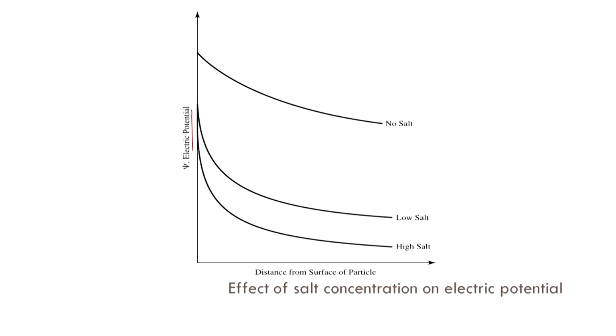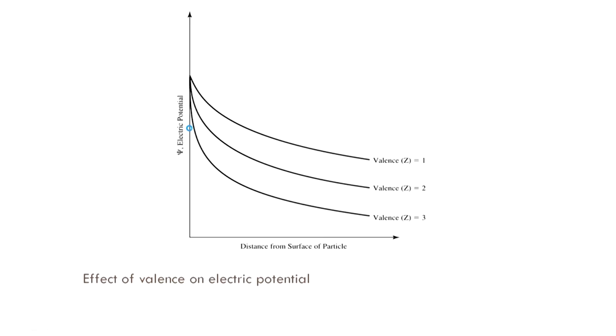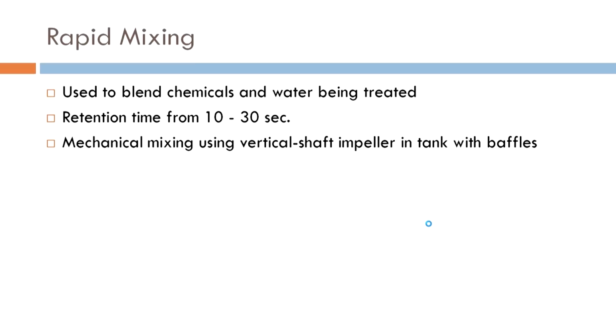So, electric potential, if there is no salt added, this is what we have, then low and high salt, against distance from the surface of the particle. As you add salt, the electric potential decreases. Even for the particles to come together, you want to decrease this potential. Again, with respect to the effect of valence or charge, plus 1, plus 2, plus 3, the higher the better. So, that is what we have here.